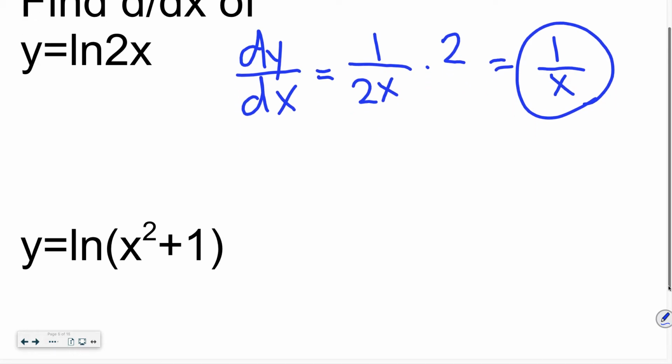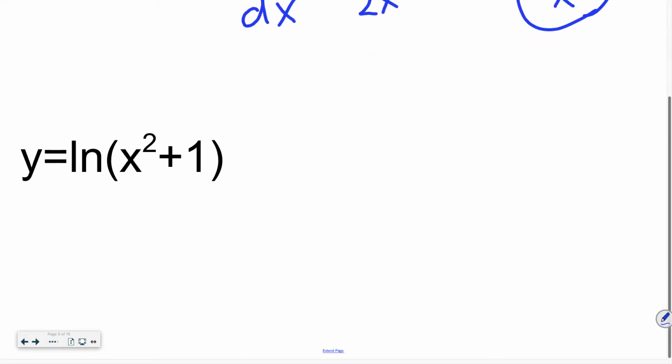Because we can do that simplification, right? You don't think so? Because you have to multiply by the derivative of what's on the inside, 2x. So the derivative of 2x is what? 2. Try this without me.